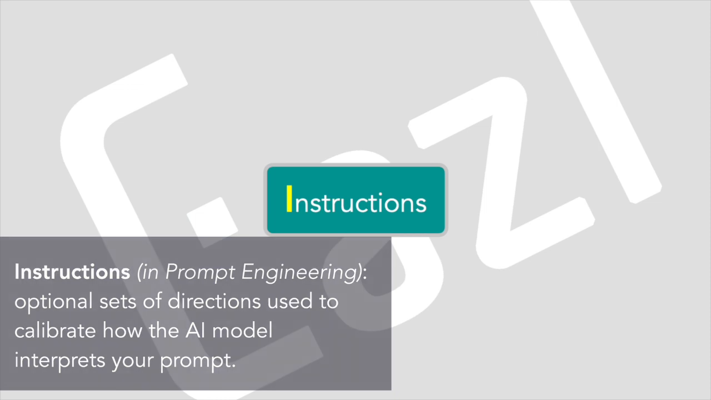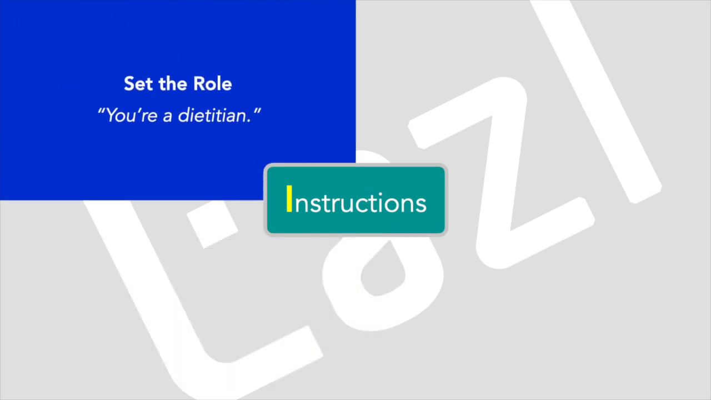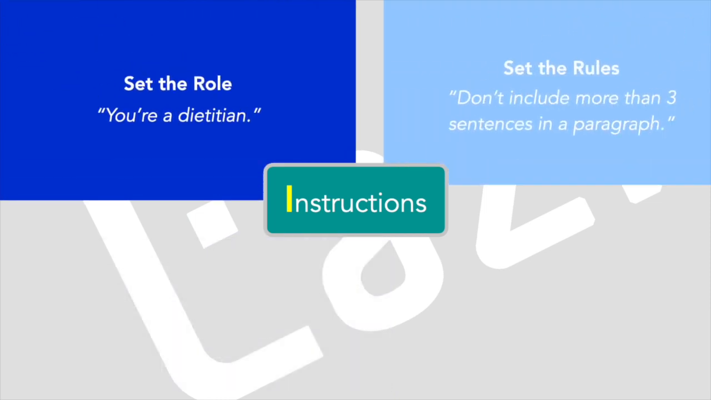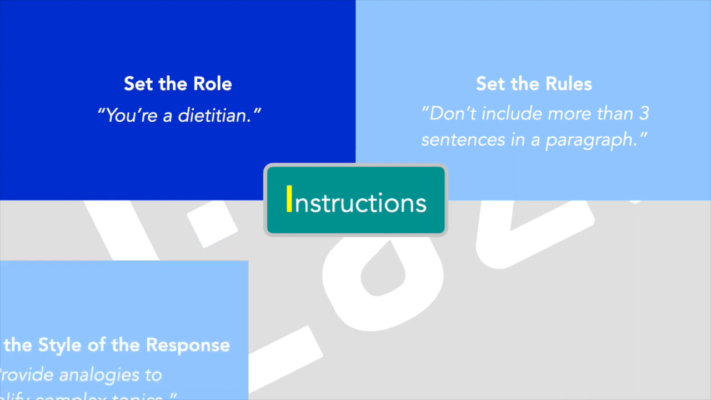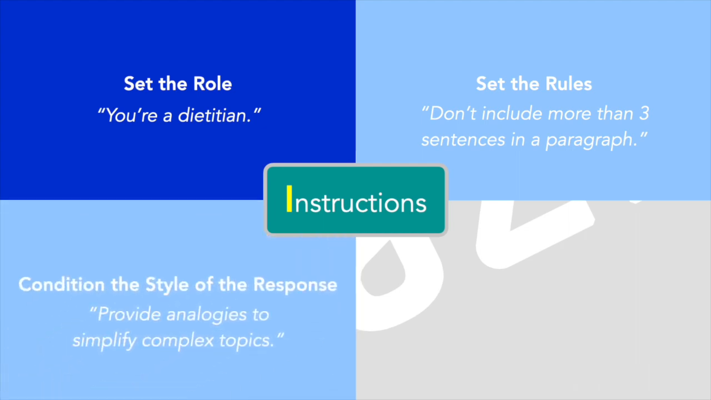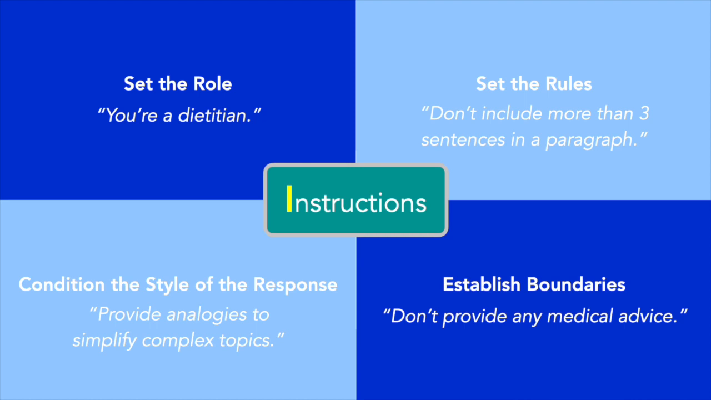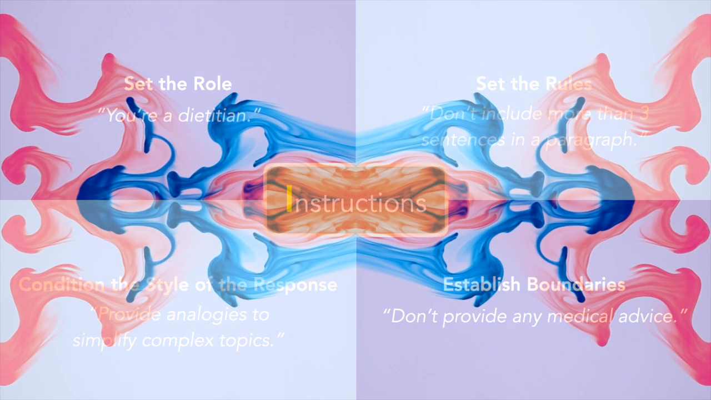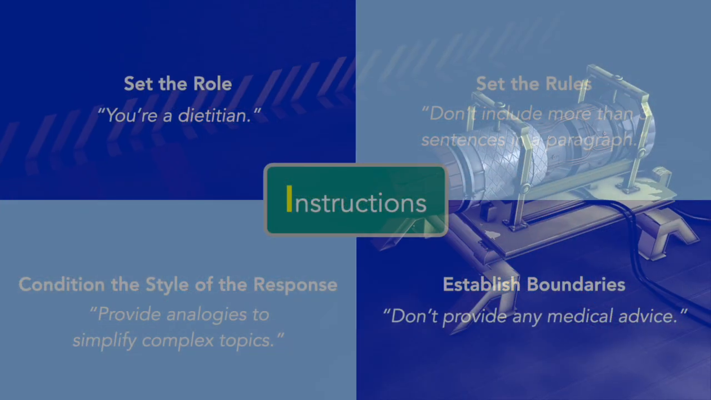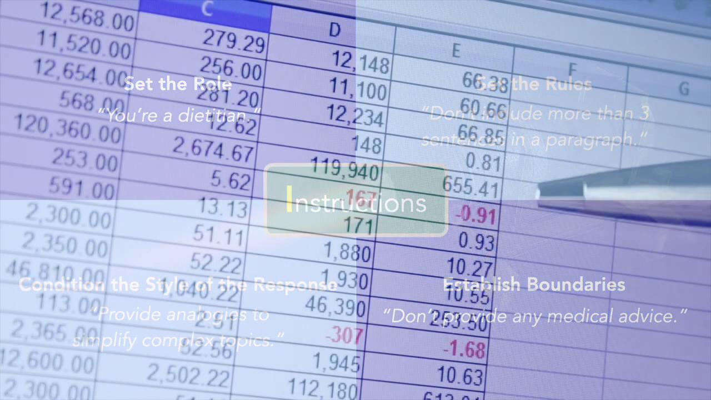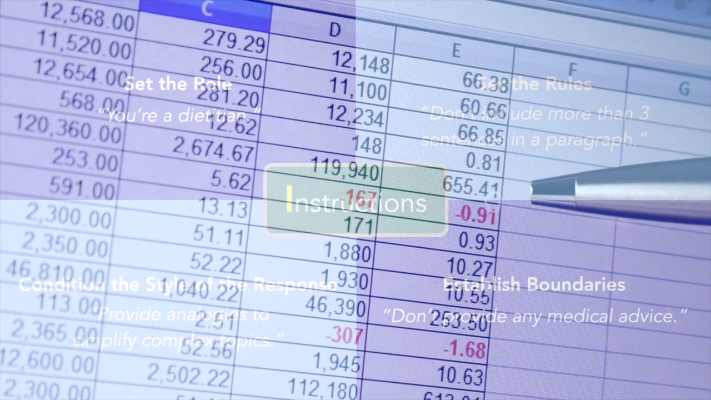Instructions can be used to set the role of the AI: "You're a dietitian." Set rules: "Don't include more than 3 sentences in a paragraph." Condition the style of the response: "Provide analogies to simplify complex topics." Establish boundaries: "Don't provide any medical advice." For example, it might make sense for you to use one set of instructions for prompts that you use to generate content, and another for research work, and another set for doing AI-assisted analysis.